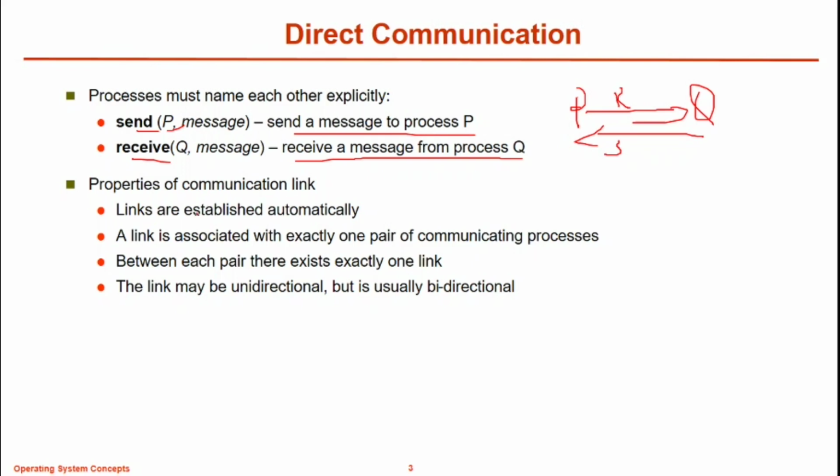Properties of a communication link. Links are established automatically. A link is associated with exactly one pair of communicating processes. Between each pair there exists exactly one link, so there will be only one link between P and Q. The link may be unidirectional, but it is usually bidirectional. So P can send messages to Q, and Q can send messages to P, and P can receive messages from Q, and Q can receive messages from P.